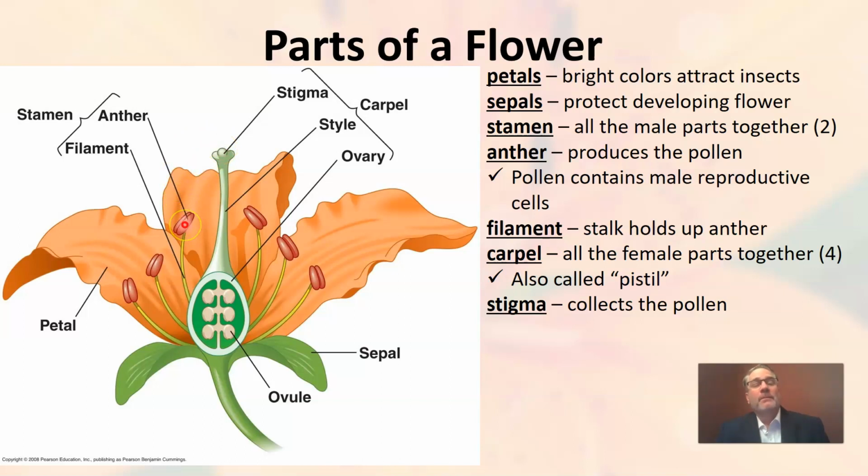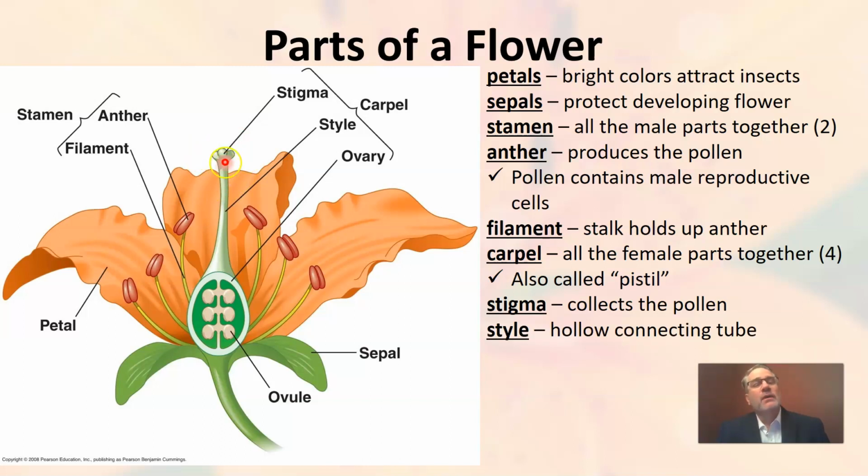Sometimes this can happen within the same flower. This is called self-pollination. In many plants, though, the pollen from the anther has to make it to the stigma in another flower. So that's an important distinction. Self-pollination, and when it has to go to another flower, we call that cross-pollination. So our stigma, that's where the pollen needs to make it to. That's one of our female parts.